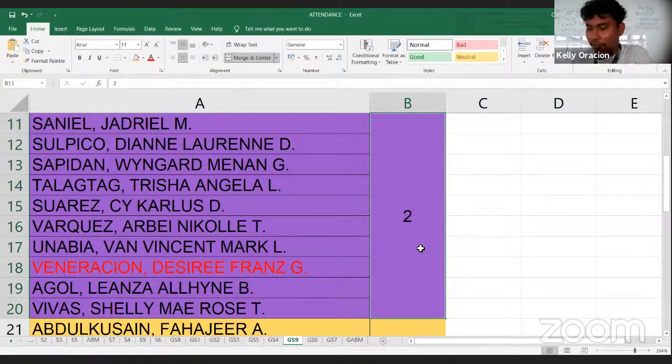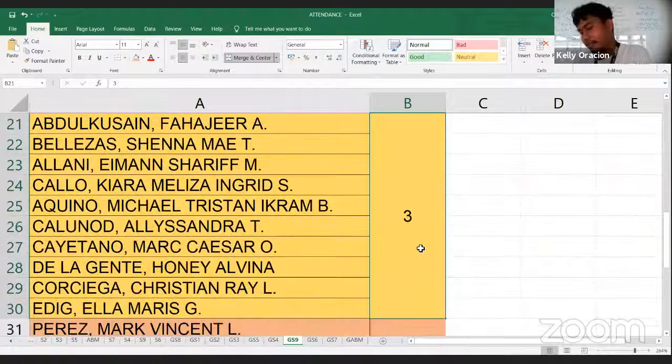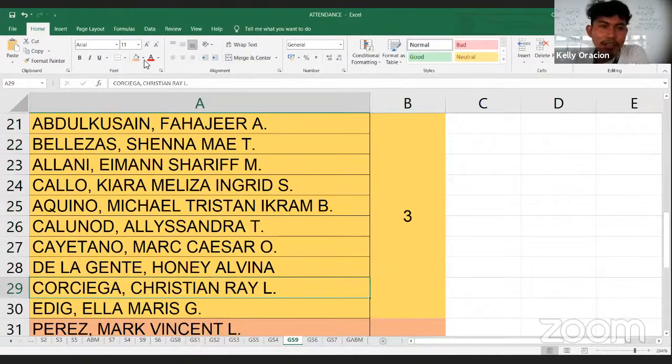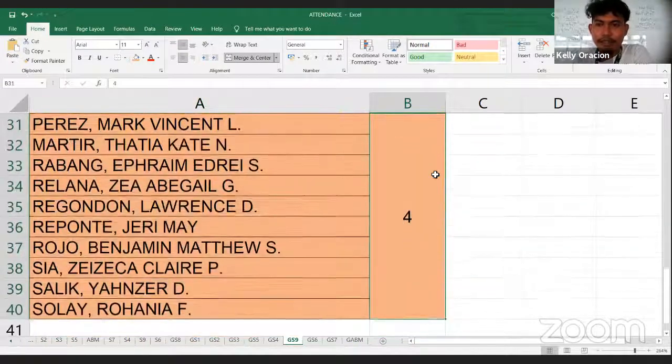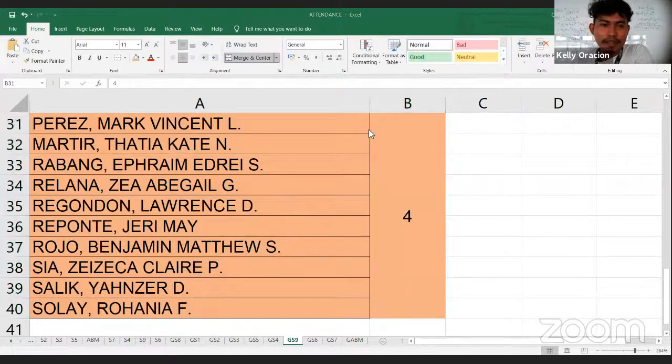Okay, group 3. Ay, napicture na. Group 3. Dara, kasi leader. Group 3. Corsiega daw, sir. Okay, Corsiaga's the leader. Group 4. Leader.